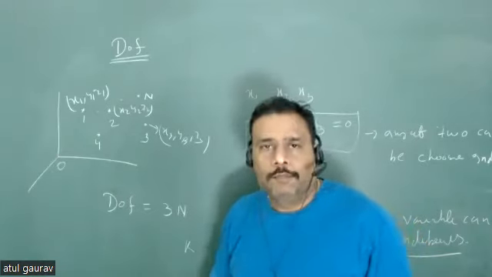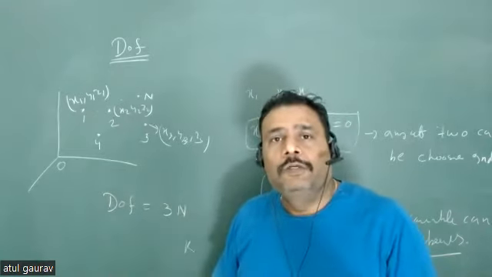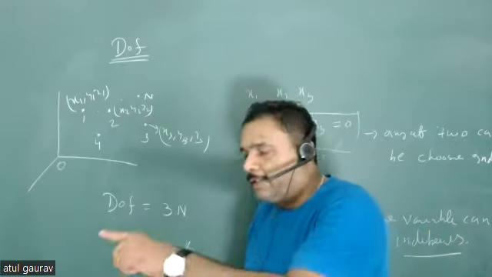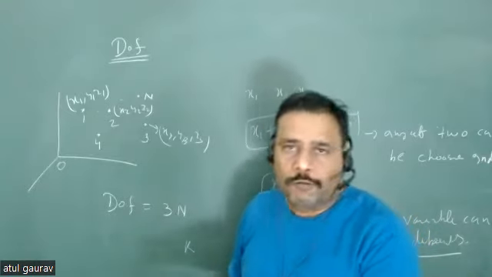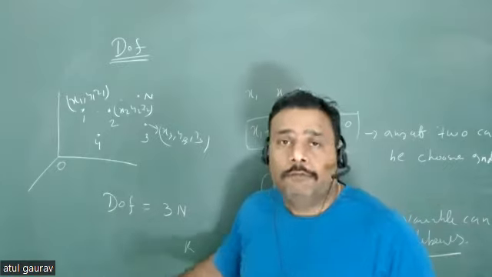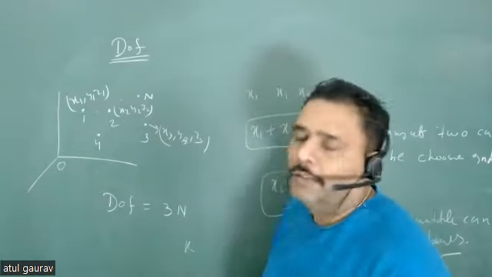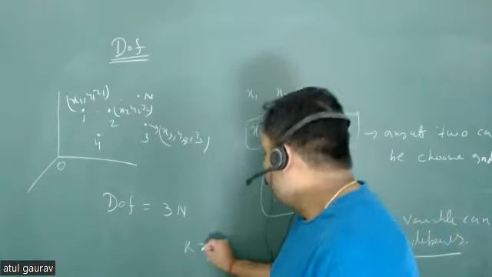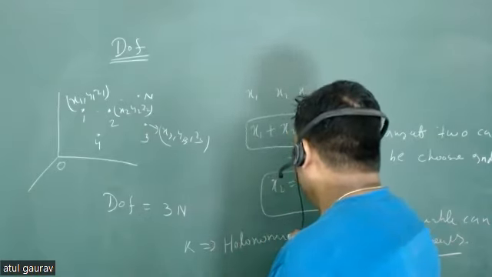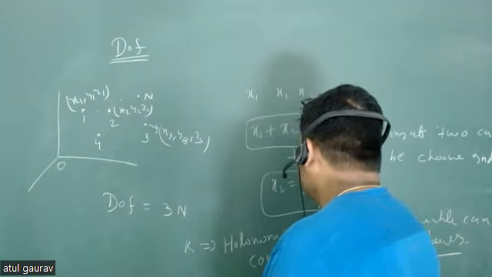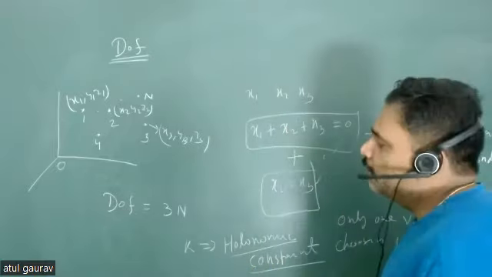For example, if I am talking about two particles moving in the xy plane, z1 is equal to 0 is an entirely different story than z2 is equal to 0. And (x2 minus x1) whole square plus (y2 minus y1) whole square is equal to L square is another story. So if we have k number of stories, or k number of holonomic constraints, this is very interesting. K number of holonomic constraints.